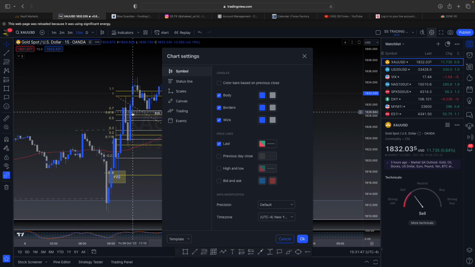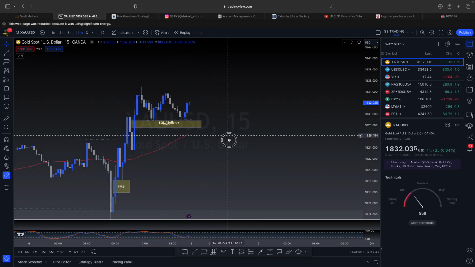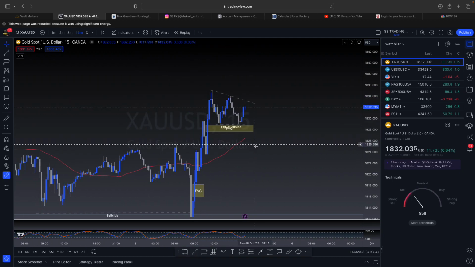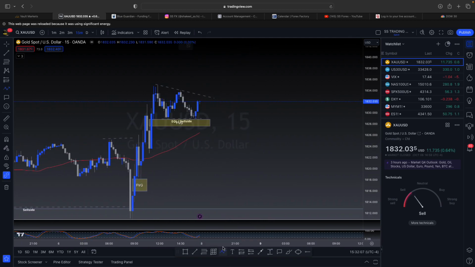All right, so you want to enter off that fair value gap there, and then we should get the break on this bullish flag that's currently forming. So you want to see price. So I would enter here as an aggressive entry, but the confirmed entry would actually be.